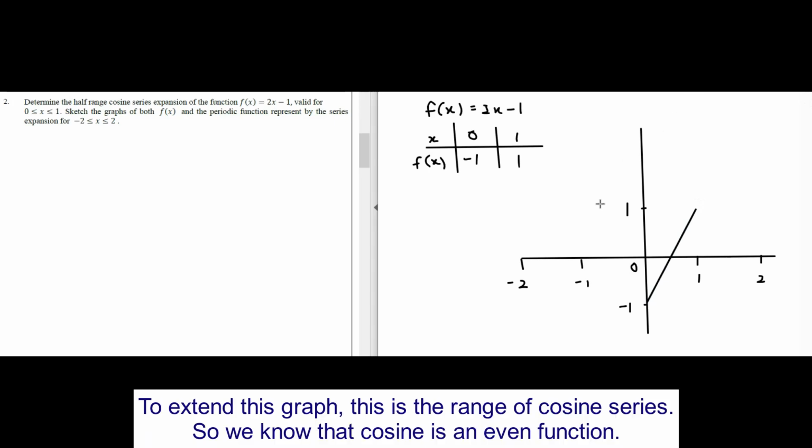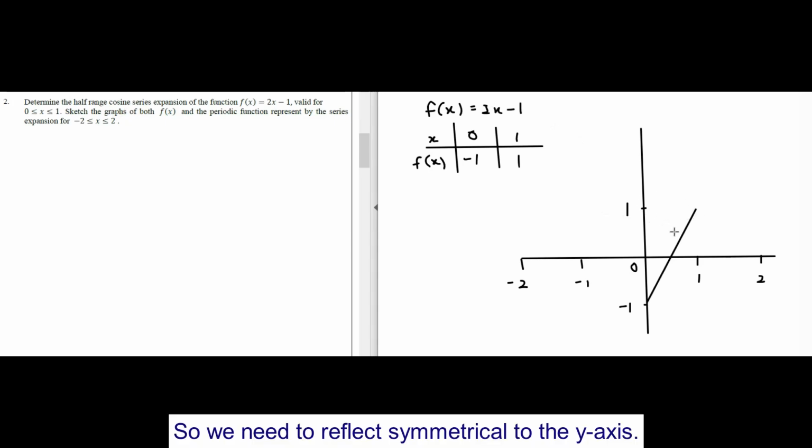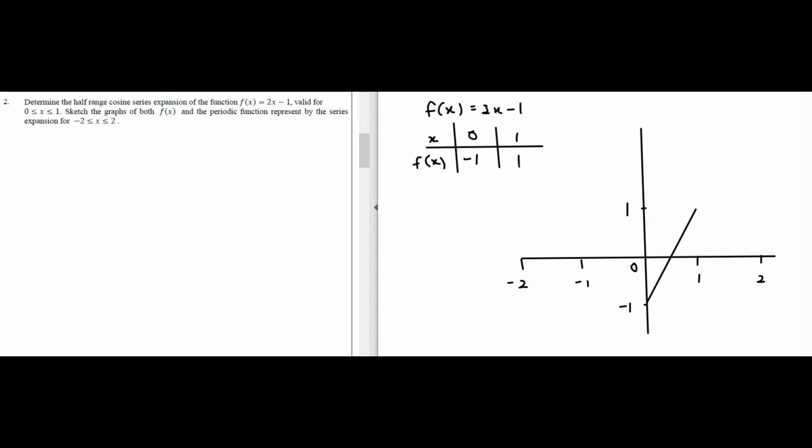To extend this graph, this is the range of cosine series. So we know that cosine is an even function. So we need to reflect symmetrical to the y-axis.